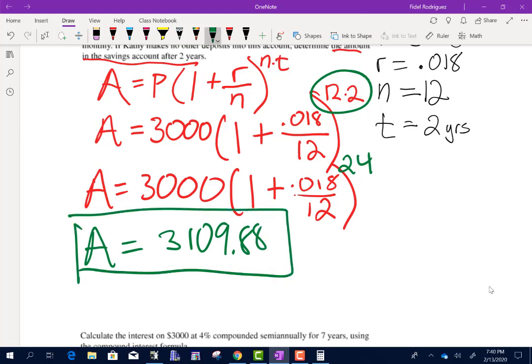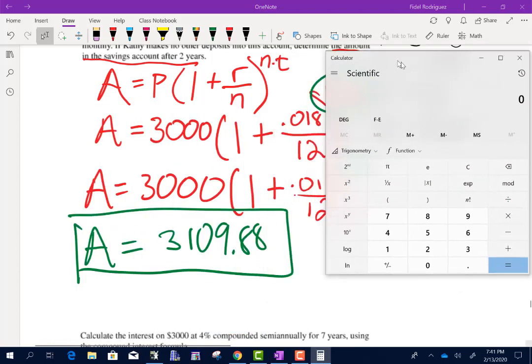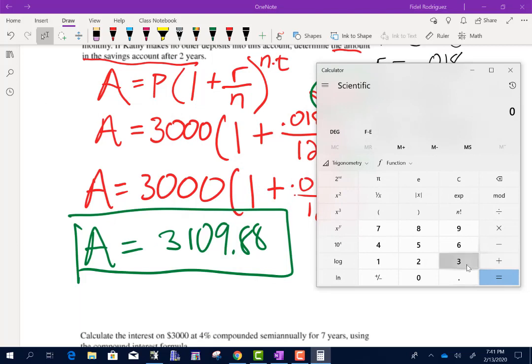And guys, if you want to see that on the regular calculator, we can do that as well. I'll type in exactly as it was, 3,000 times parentheses 1 plus 0.018 divided by 12, close my parentheses, and then my power here is going to be this button right here, that x to the y. So I'm going to raise that. We said our power was 24. I'm going to hit equals, and if you notice, $3,109.88. So same exact answer.